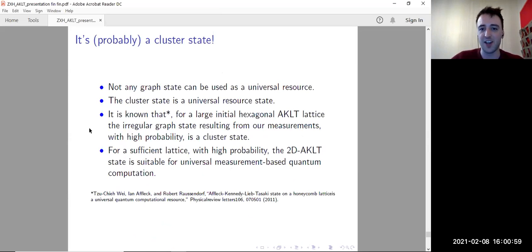Now, not any graph state is a universal resource. A cluster state is a universal resource state. Now, this is not a result we deal with, and it is not a result we did diagrammatically, because it's more out of statistical physics and a percolation argument, if you know much about that. Basically, it tells us if you have a sufficiently sized lattice of this form, with high probability, you will be able to get a cluster state. It boils down to a connectivity argument of this graph that you end up getting.